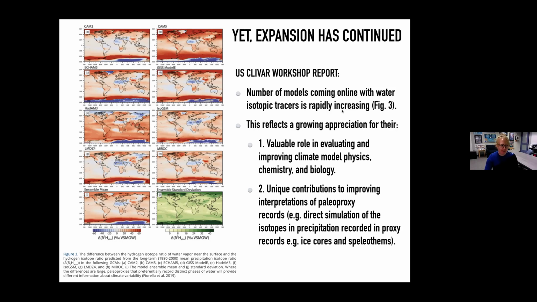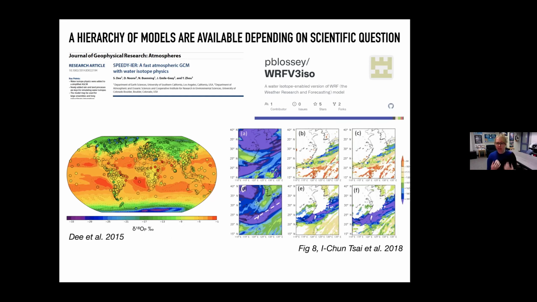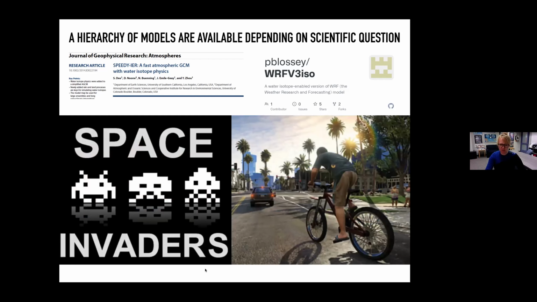We have a hierarchy of models available depending on the type of scientific question we're trying to answer. Whether you're trying to do long, fast physics simulations, where with Speedy I can run 1,000 years in 9 days, or very small scale, synoptic scale process modeling, there is a hierarchy of models available. Whether you want the 1980s version of the video game or something closer to the latest version of Grand Theft Auto, you have a hierarchy of models available for what you would like to do.